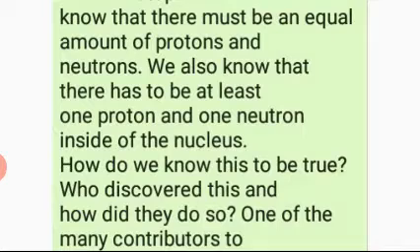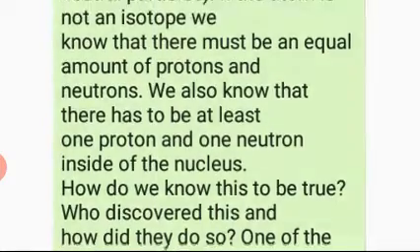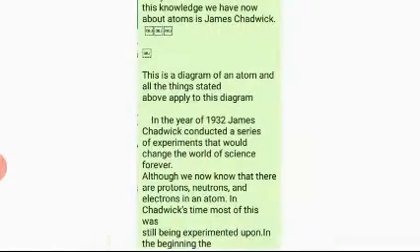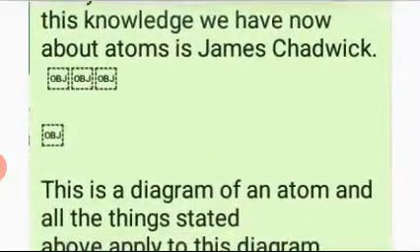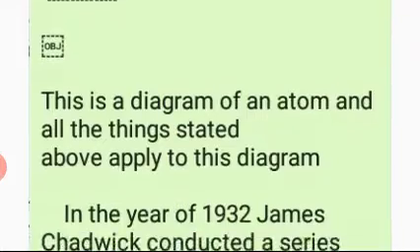How do we know this to be true? Who discovered this and how did they do so? One of the main contributors to the knowledge we now have about atoms is James Chadwick. James Chadwick was a scientist.